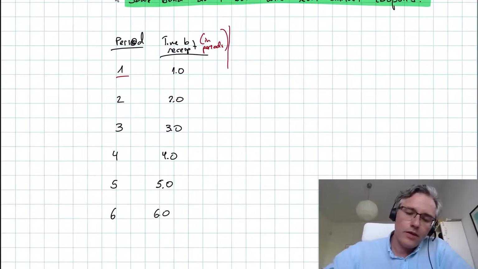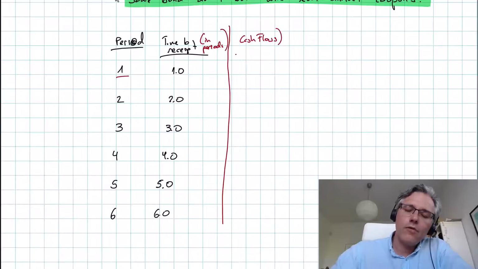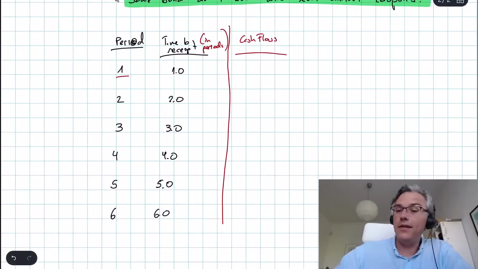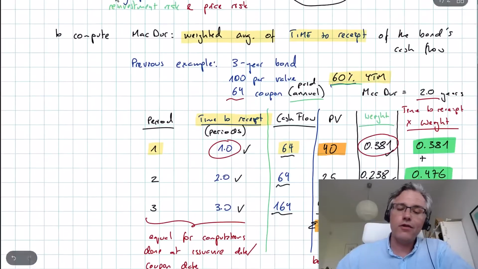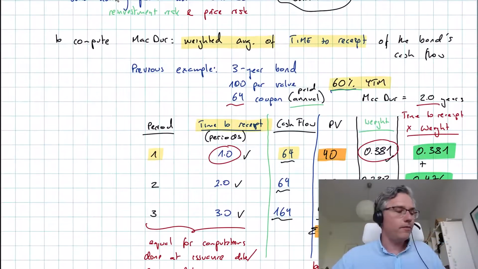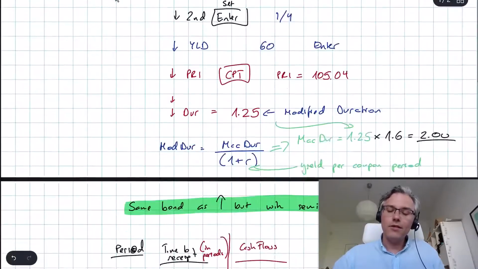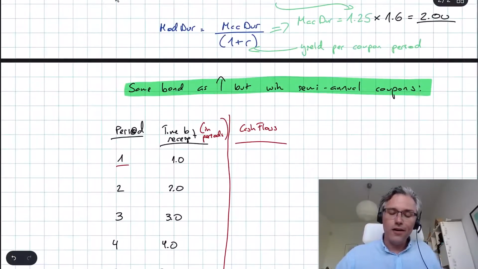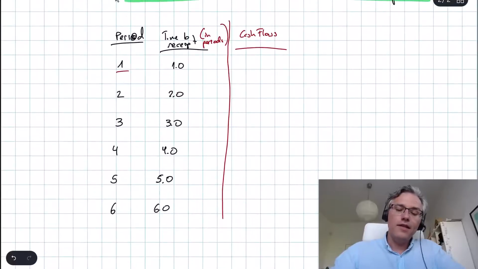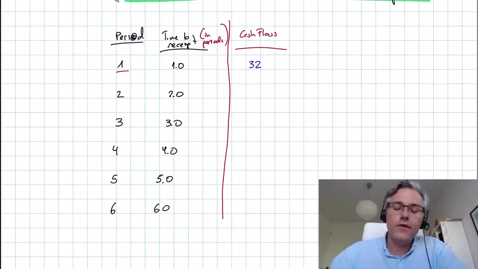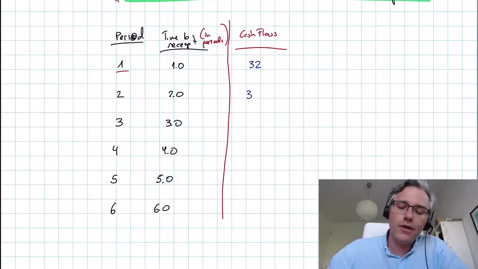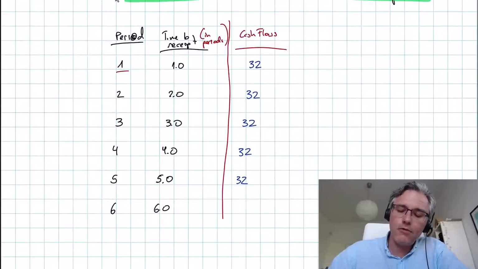Okay, what would be the relevant cash flows? Well, we're still assuming that the bond pays that rather large coupon of 64. However, now it's going to be split into 2 halves over the course of the year. So you'll get, after the first 6 months, 32, another 32, another 32, and so forth and so on. And at the end of the bond's life, 132. Good.